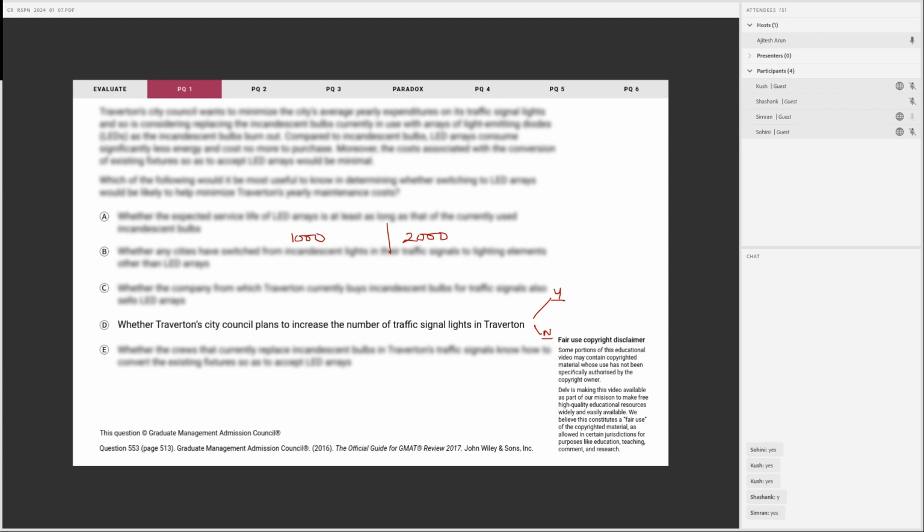Okay, good. Now let's turn to the last option, whether the crews that currently replace incandescent bulbs in Traverton's traffic signals know how to convert the existing fixtures so as to accept LED arrays. Why not take this one? Simran, I see that you've raised your hand. Please go ahead.